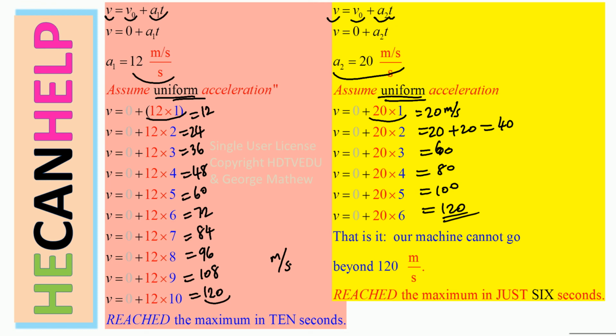Let's look at it. At the end of 5 seconds, what do we have? For the first car, it is 60 meters per second. For the second car, it is 100 meters per second. Definitely 100 meters per second covers more distance than 60 meters per second. So you are covering more distance. Because of that reason, we choose the second car. Our goal is to get to the finish as soon as possible.